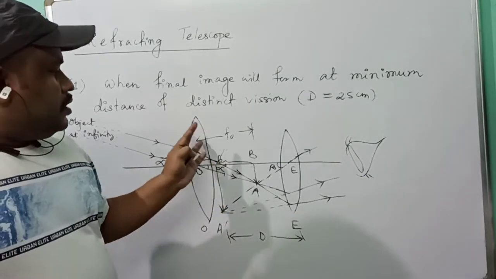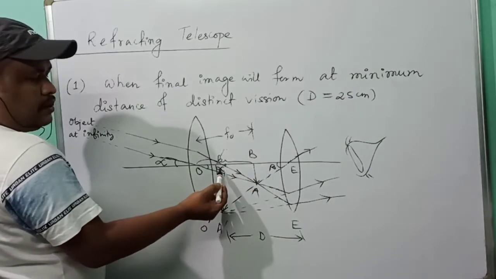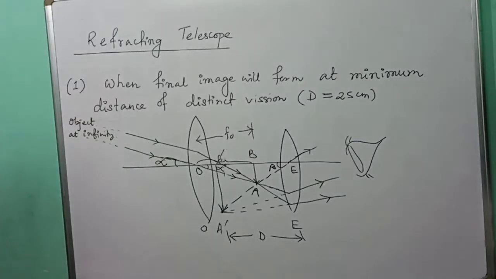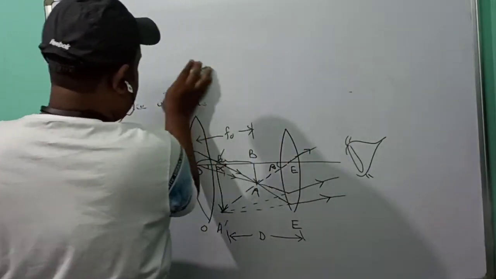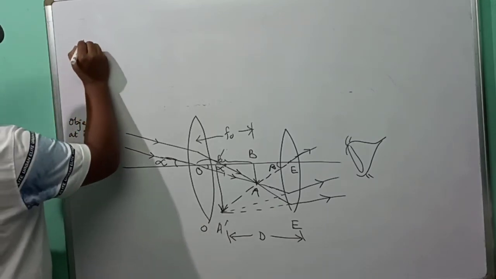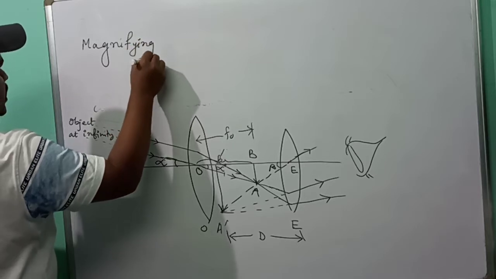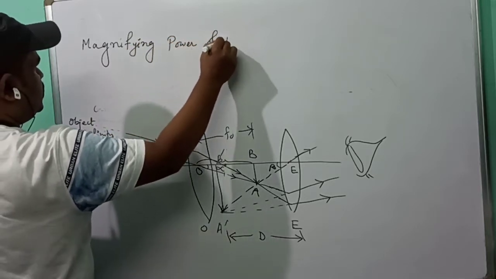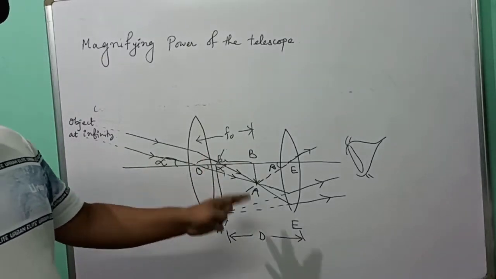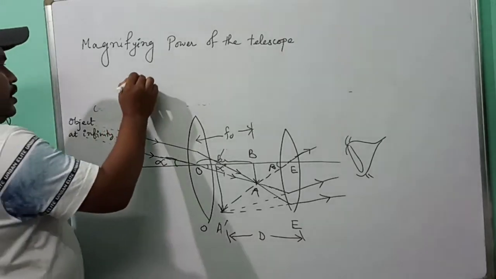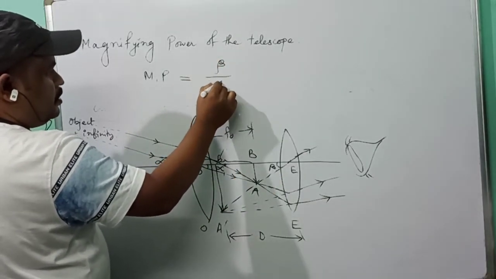Now the magnifying power of the telescope, due to image formation at the minimum distance of distinct vision, will be the ratio of these two angles, beta divided by alpha.